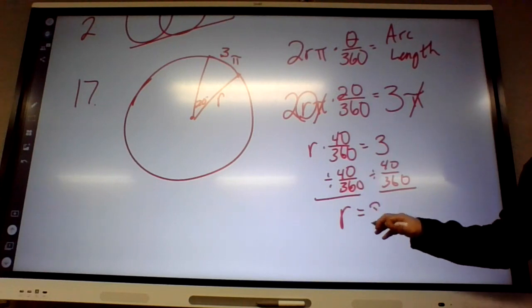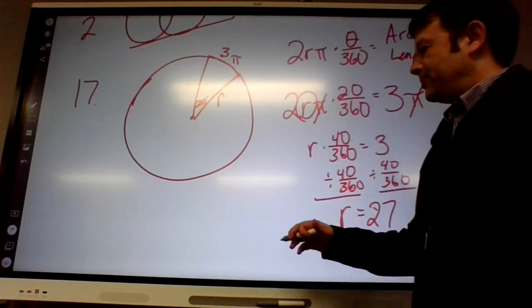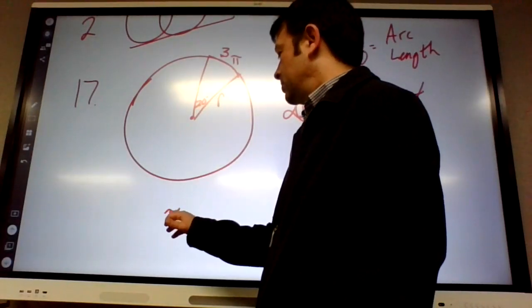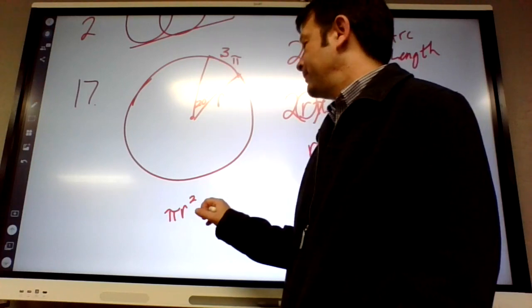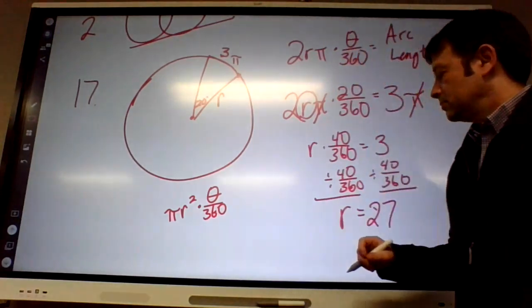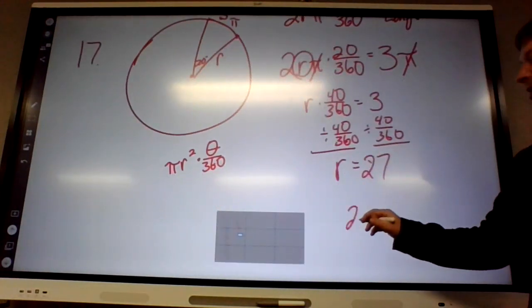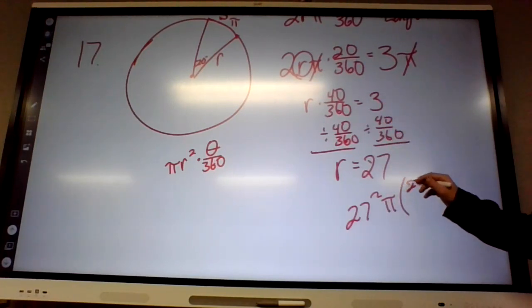Should come out as 27. Yep. Then they also ask, what is the sector area? This was actually last chapter, sector area. Anybody think they remember that one? R squared pi. Remember that's the area of a circle? Okay, and then you do that times the 20 over 360. So it's 27 squared times pi times 20 over 360.